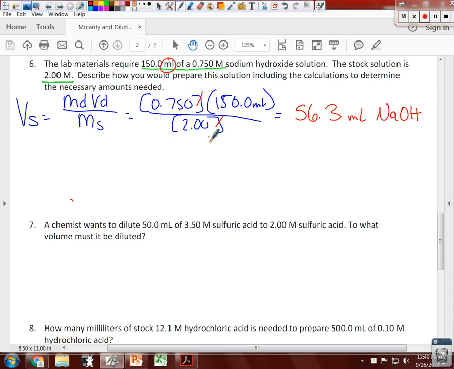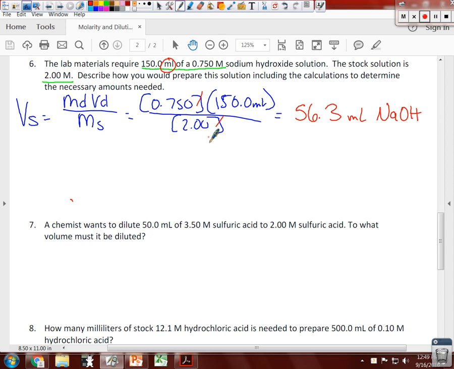All right, now I want to just verbalize the explanation of this. So you would start out by measuring out how much sodium hydroxide? 56.3 milliliters of 2 molar sodium hydroxide. What would you pour the 56.3 milliliters into? Very good. 150 milliliter volumetric flask. Does that make sense? Then what would you do? Pour water in to do what? Fill it up to the line on the meniscus. And that would create a 0.75 molar sodium hydroxide solution.